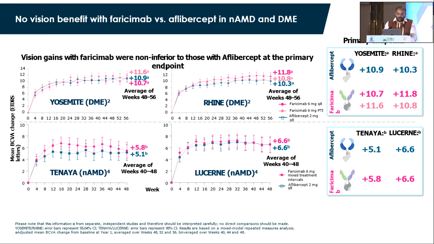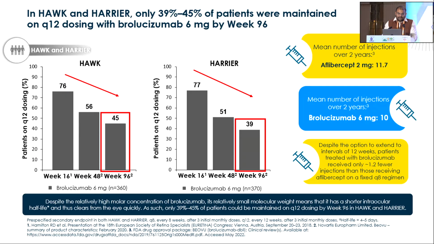So we'll compare the newer anti-VEGFs in our armamentarium with injection aflibercept. This slide has already been shown by Saurabh sir. There is no vision gain with faricimab; the results were non-inferior to those with aflibercept at the primary endpoint. This is a slide showing comparison with brolucizumab. In HAWK and HARRIER, only 39 to 45% of the patients were maintained on 12-weekly dosing with brolucizumab.